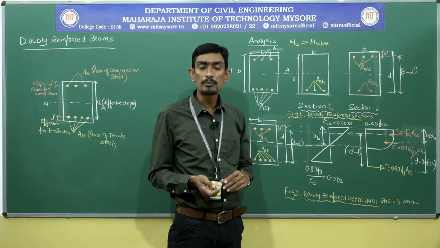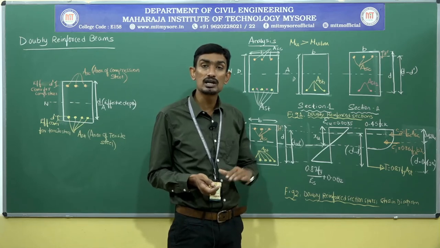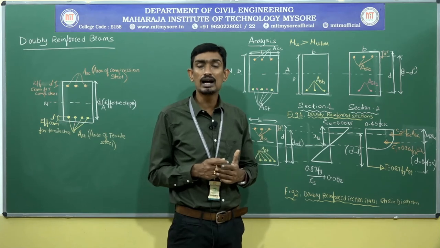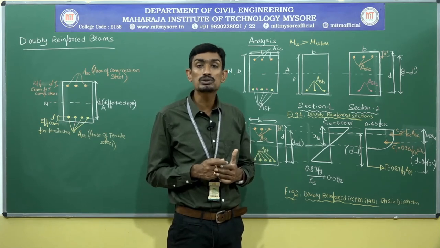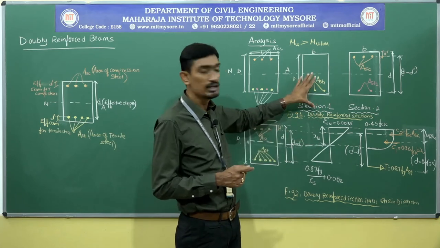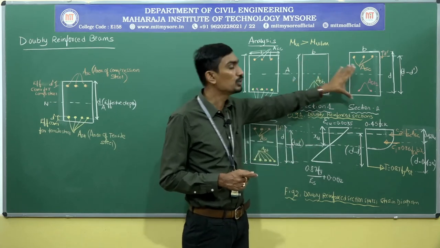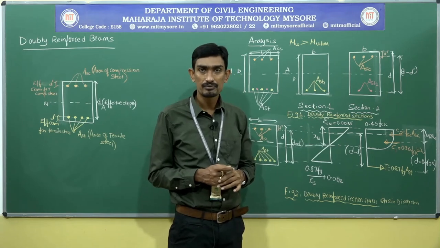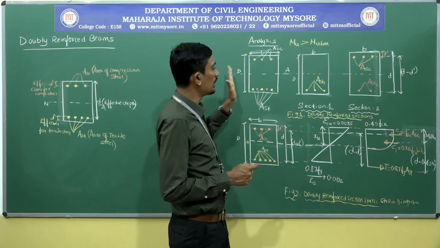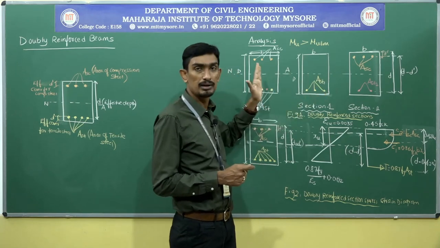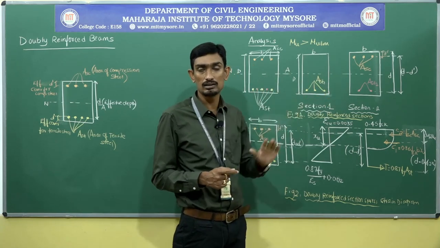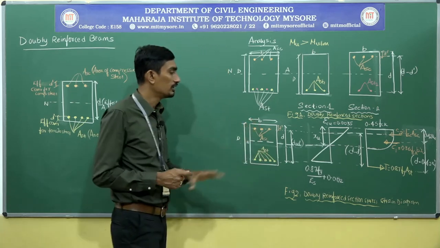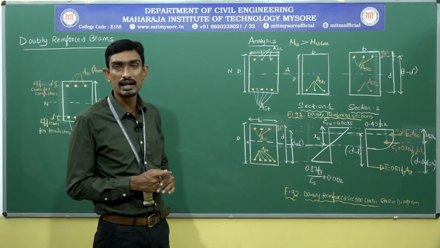And next, it will have a moment of resistance Mu2. I am going to discretize the ultimate moment of resistance into 2 sections. One is Mu1, which is singly reinforced, and Mu2, which is doubly reinforced. Is it clear? So this is regarding a doubly reinforced section behavior. Next, coming to the stress block or stress strain diagram.